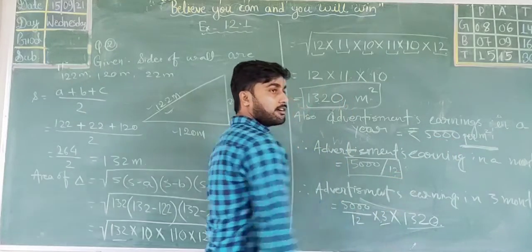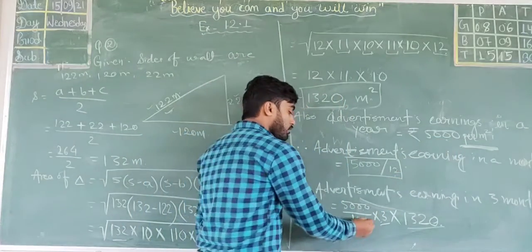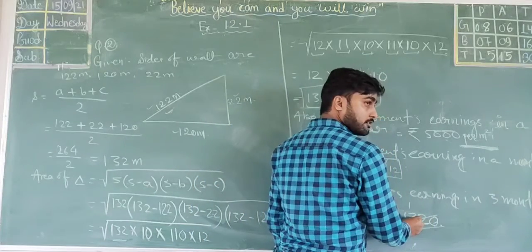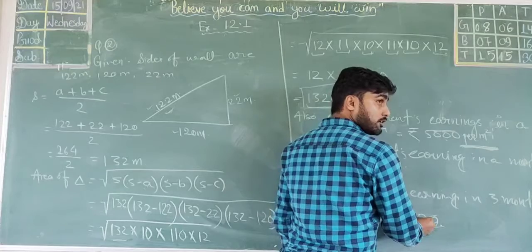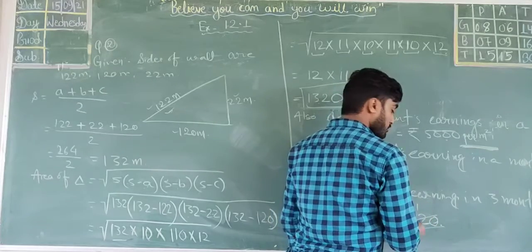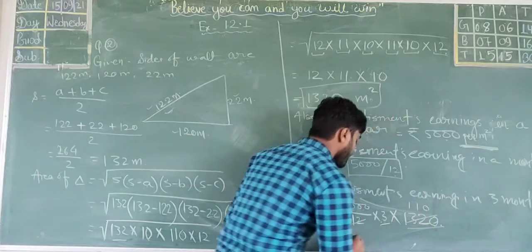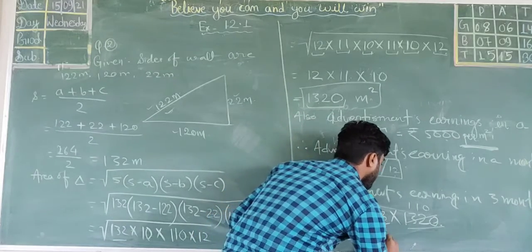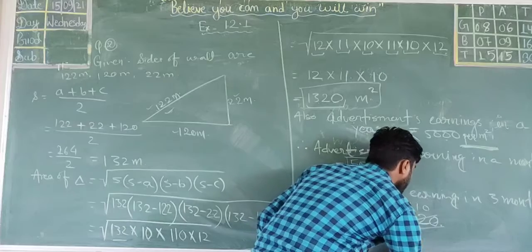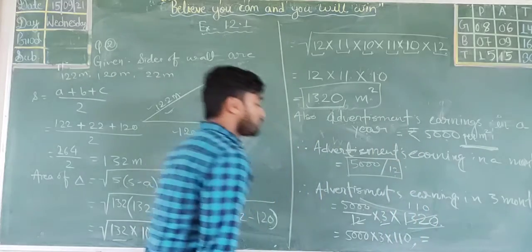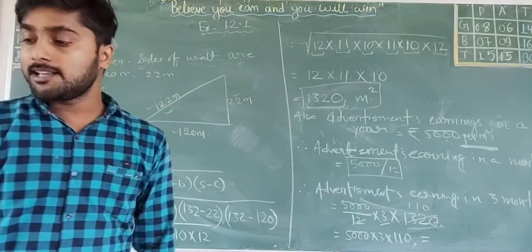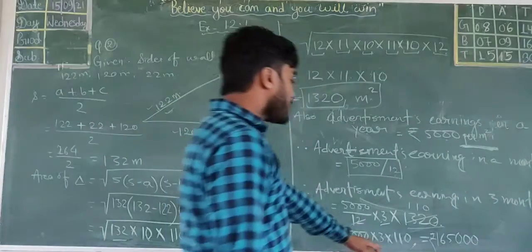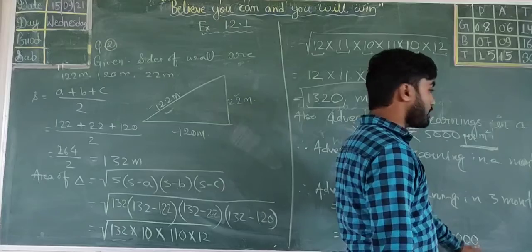Because in 12 months the earning is 5,000, in 1 month it is divided by 12. Now 12 ones are 12, and 12 tens are 120, so I write 0. What is left is 5,000 multiply by 3 multiply by 110. Do the multiplication and find the answer. The final answer will be rupees 165,000.